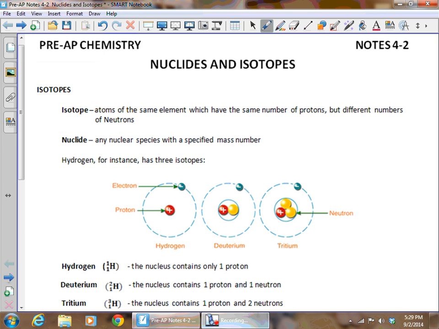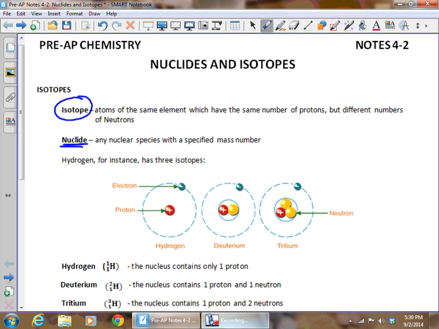We're going to talk about nuclides and isotopes. As it says here, a nuclide is any nuclear species with a specified mass number. Why would we need to specify mass numbers for our different atoms? That's because there exists something called isotopes.